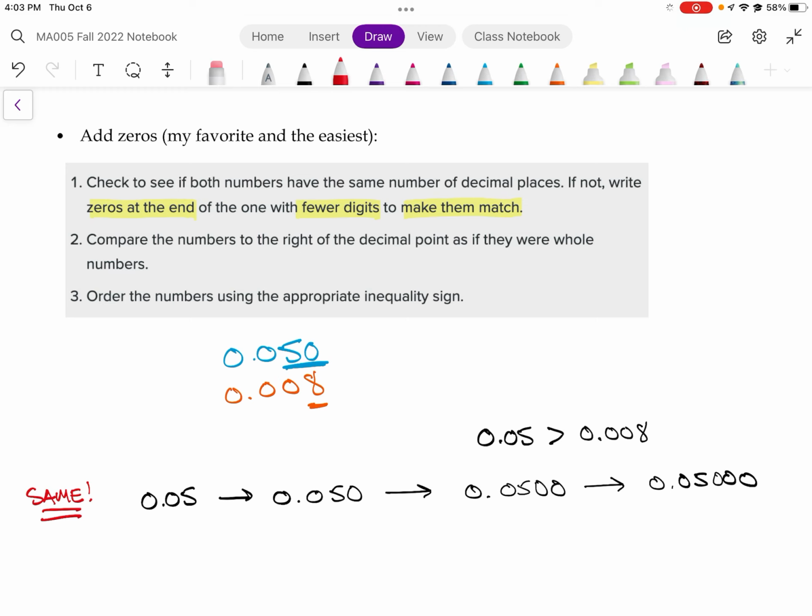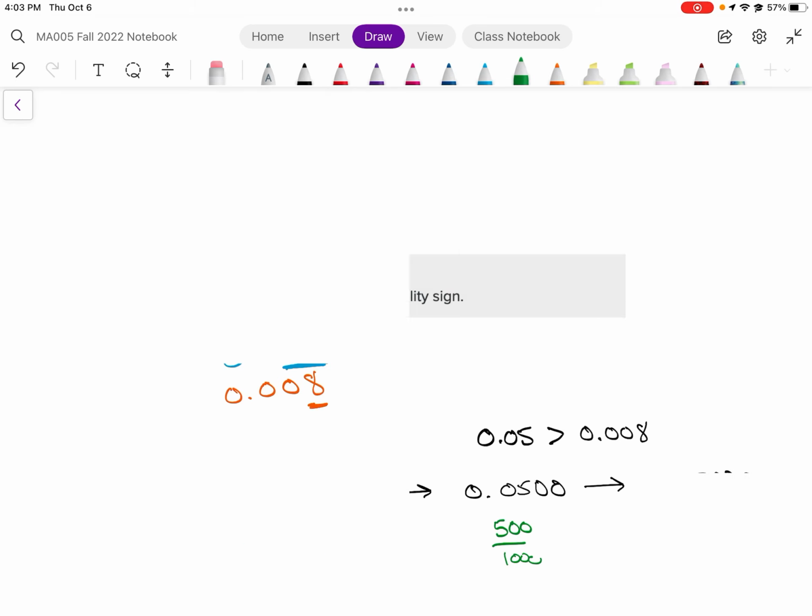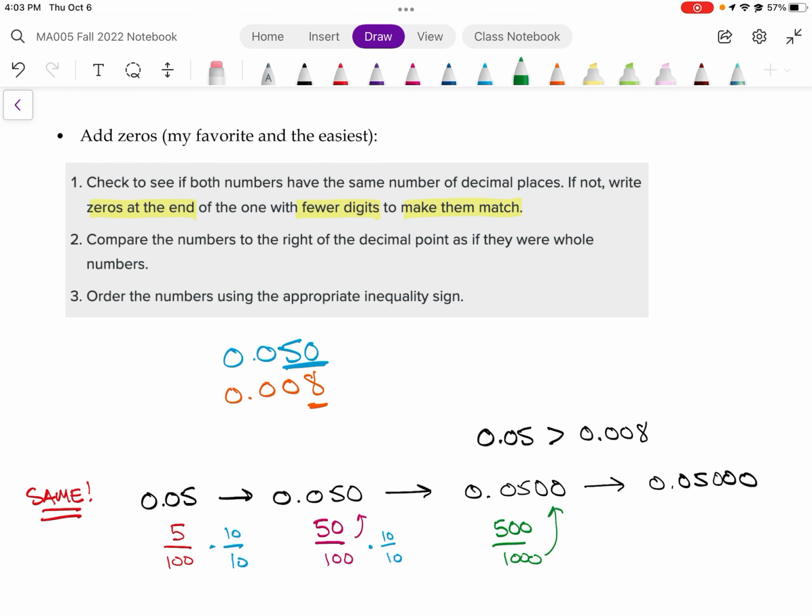So let's think about this. This one is 5/100ths. Now, if I just multiply top and bottom by 10, which means I haven't changed anything, I get 50 1,000ths, which is what that is. All right, so now let's multiply that top and bottom by 10 over 10. And what do we get? We get 500 1,000ths, which is the same as that.